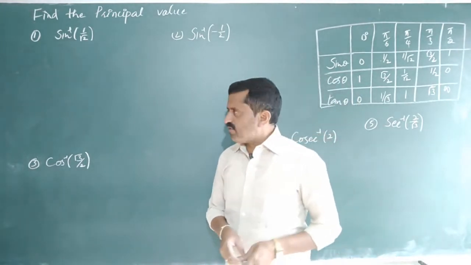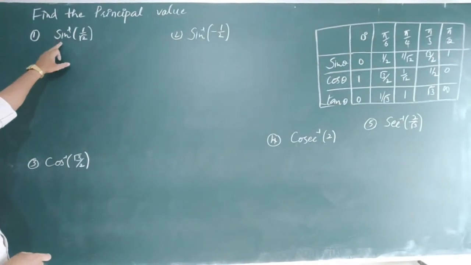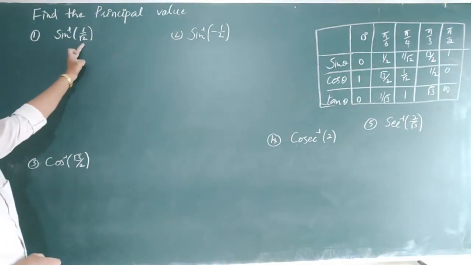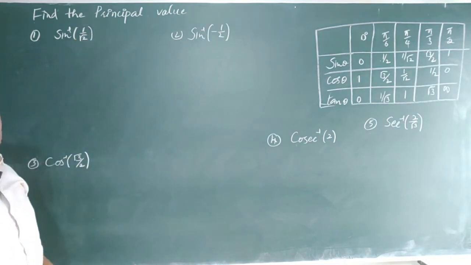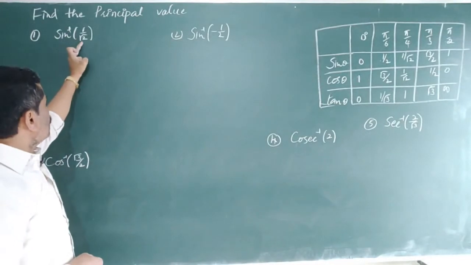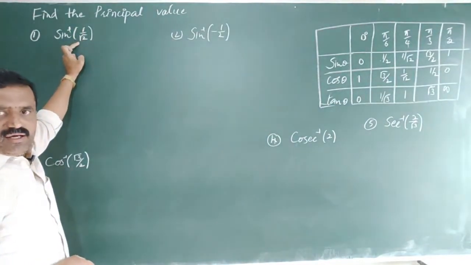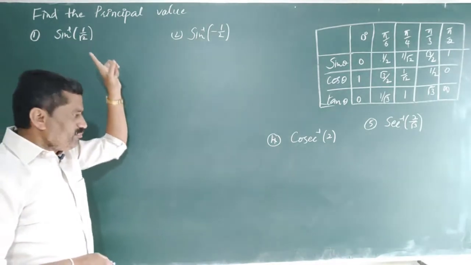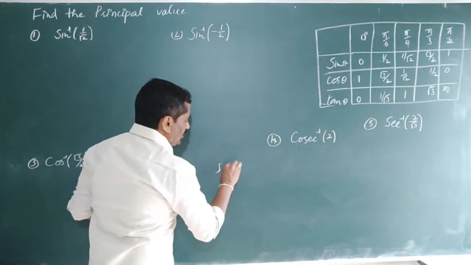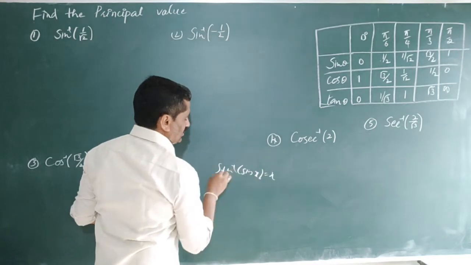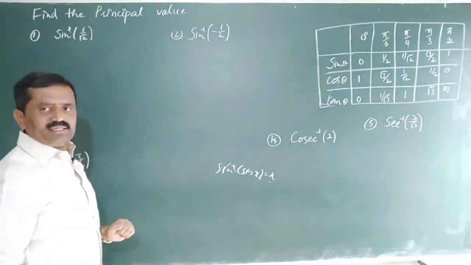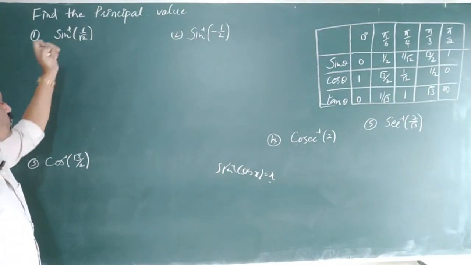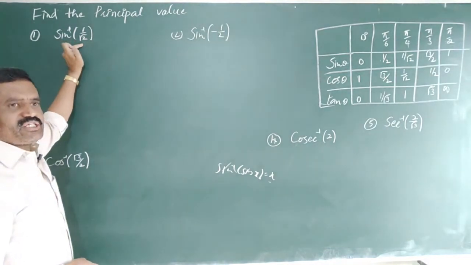Firstly, we have to find the principal value of sin inverse of 1 by root 2. We know that it is an angle for which the sin ratio is satisfied, because I already taught you that sin inverse of sin x is equal to x. Sin inverse and sin get cancelled, we will have x. So see that it must be in the range. Sin inverse of 1 by root 2 is an angle for which the sin ratio satisfies.